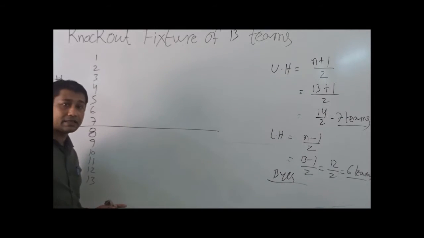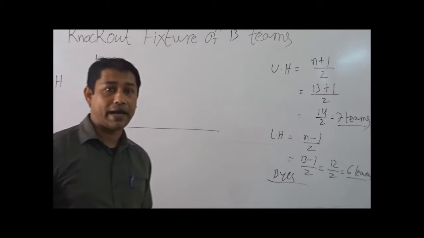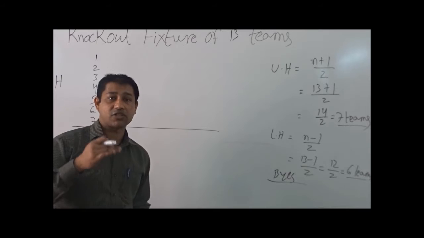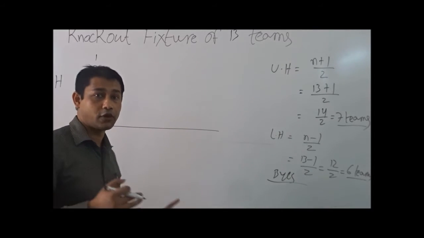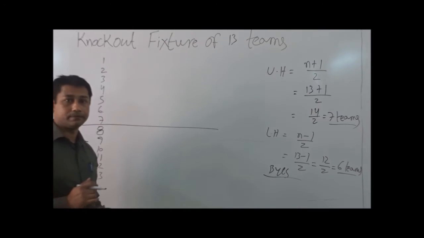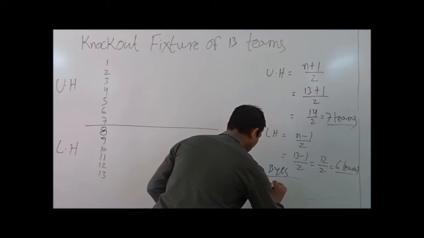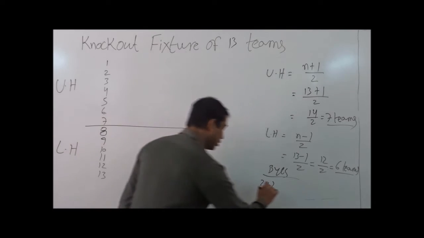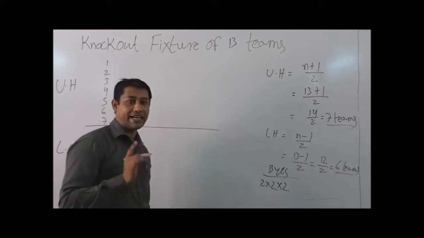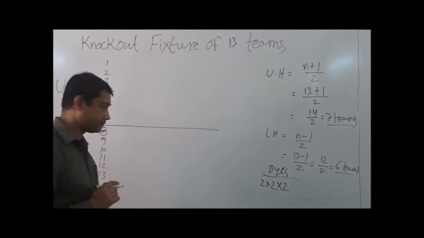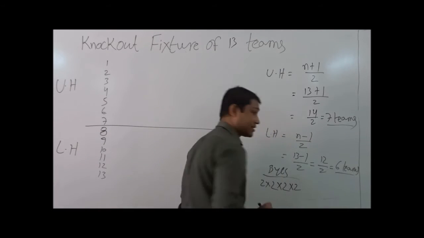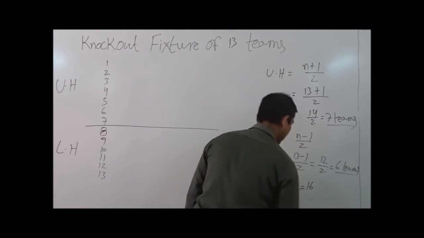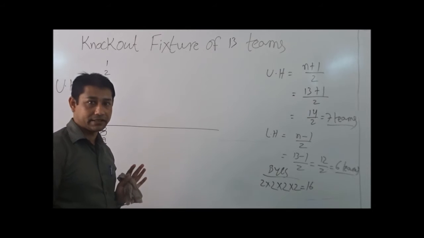As we have learned earlier, the process of finding out bye is we need to find out the next power of 2 greater than the total number of participating teams. That is 2 into 2, 4. Still 13 is greater. 4 into 2, 8. Still 13 is greater. 8 into 2, 16. Now we find 16 is greater than 13.